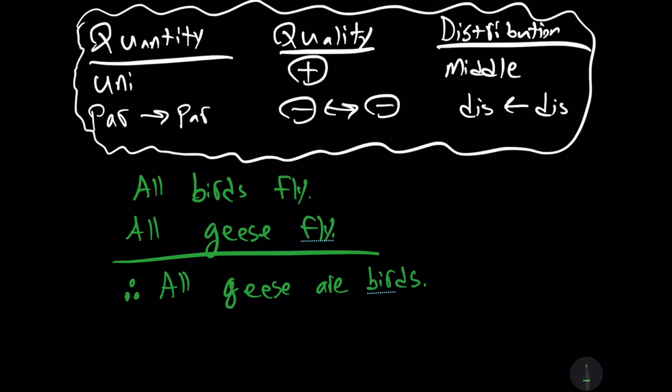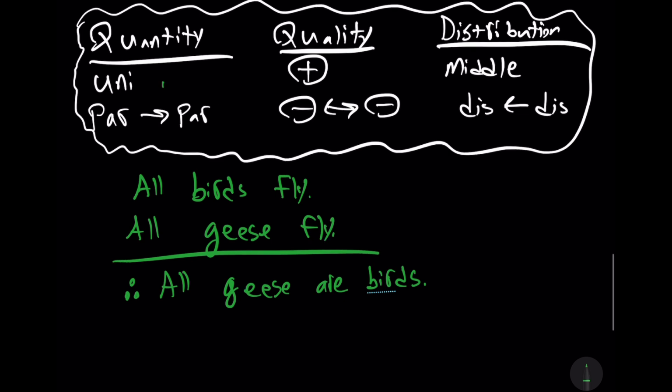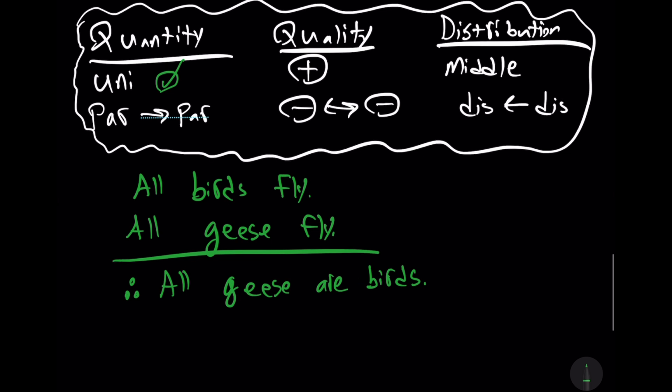So, in terms of quantity, is there at least one universal proposition? Yes. We have all birds fly is universal. All geese fly is universal. If we have a particular premise, we'll have a particular conclusion. Well, that's vacuously satisfied. So that's good. Next, let's consider quality. Do we have at least one affirmative proposition? Yes. In fact, both are affirmative. What about that biconditional relation, so to speak? If you have a negative premise, you need a negative conclusion, and vice versa. Well, that's vacuously satisfied.